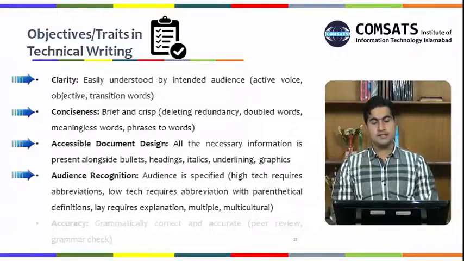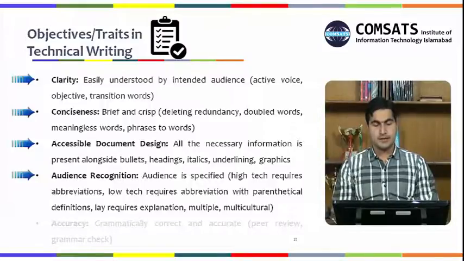Then audience recognition. You have to recognize who your audience is. Now just look into it. The examples are also there.